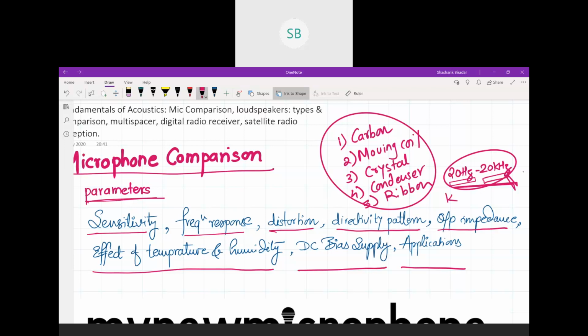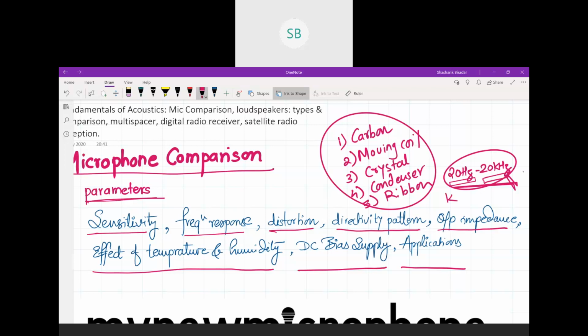Okay, so basically most of the microphones right from 1 to 4 are omnidirectional, and the ribbon is bidirectional. Okay, then coming to the output impedances.